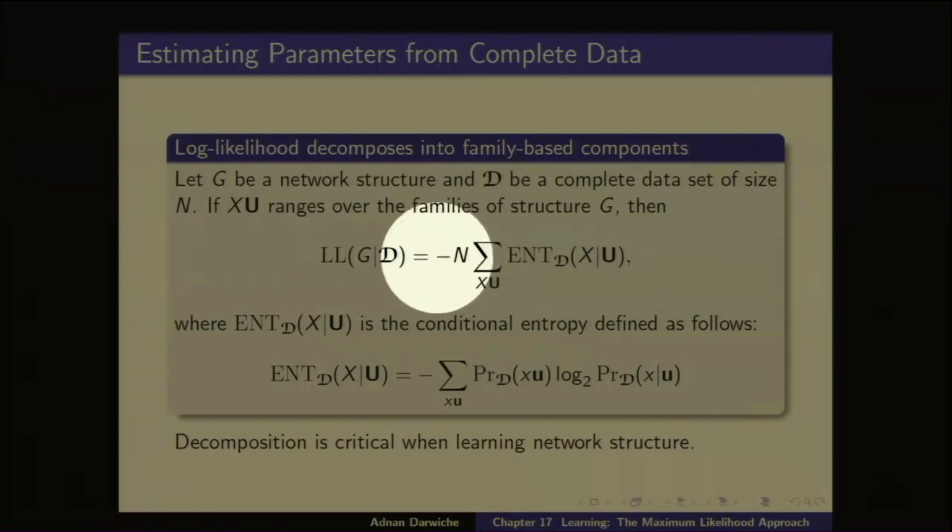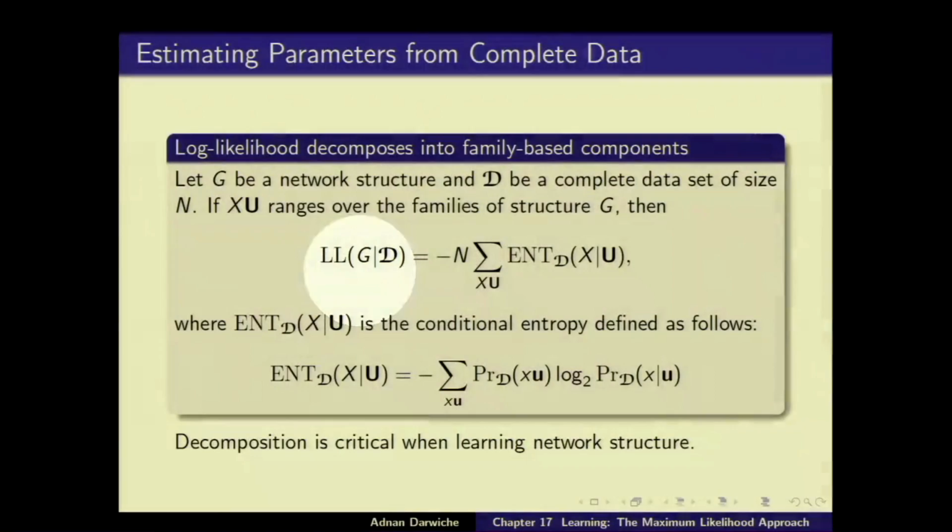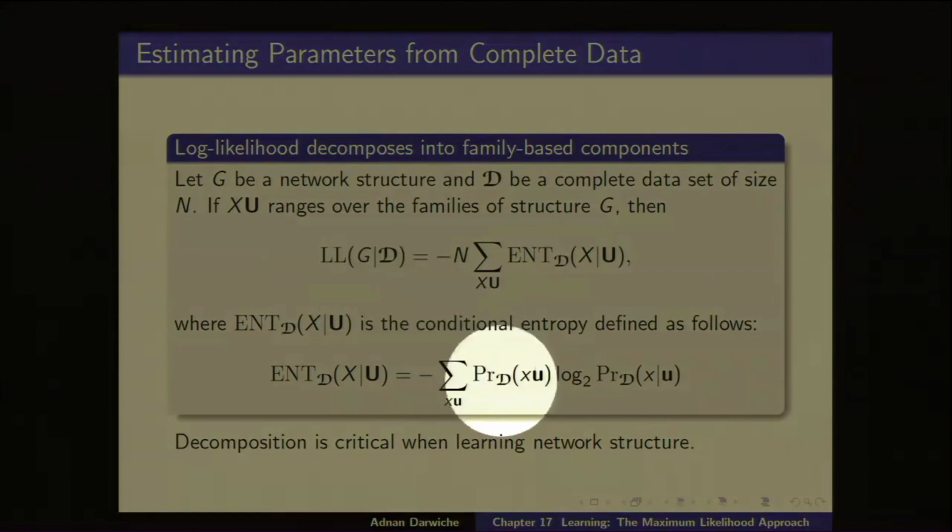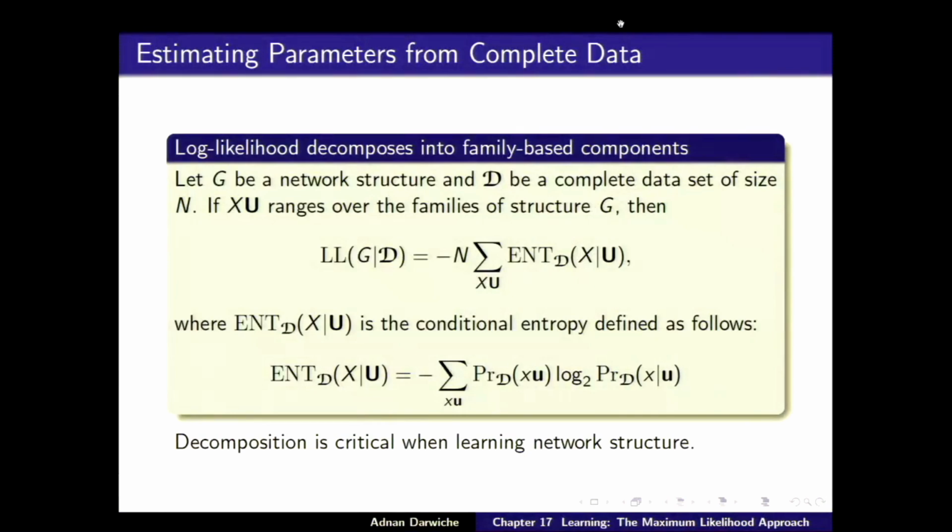What's the significance? The significance is you can decompose the log likelihood into independent components, each one of them relating to a node and its parents. That will be the enabler of key algorithms for doing structured learning later, next lecture, when we talk about that. For reference, the conditional entropy is just this. For the variable X given its parents, you sum over all possible instantiations of the families and do this. Straightforward.